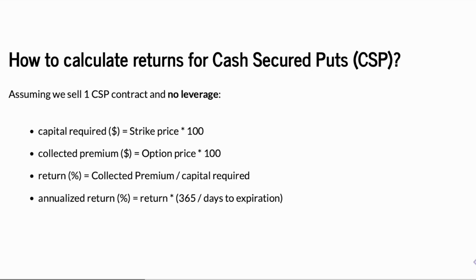Next is the return as a percentage. So return is just going to be the collected premium divided by the total capital required. Now this return is only going to be for the period up to expiration. So for example, if we sold a cash secured put that expires in 1 month, then this return would only be for that month. However, it's more helpful to calculate the annualized return, because the annualized return helps you benchmark across other investments. So to calculate the annualized return, we're going to multiply the return times the number of days in a year divided by your days to expiration.